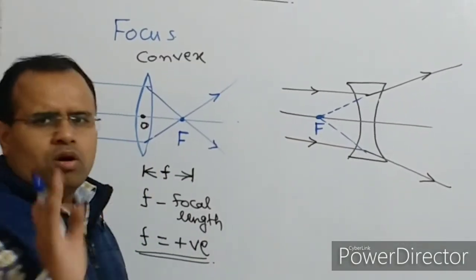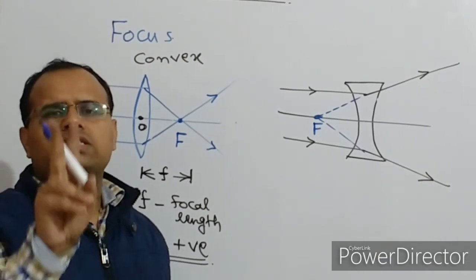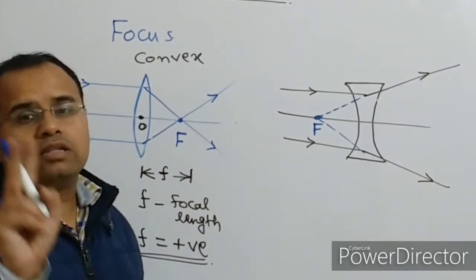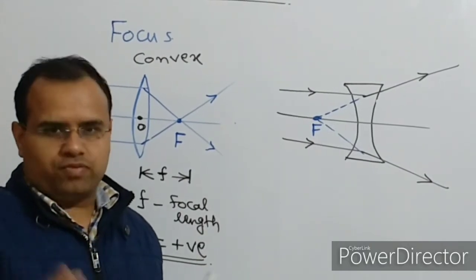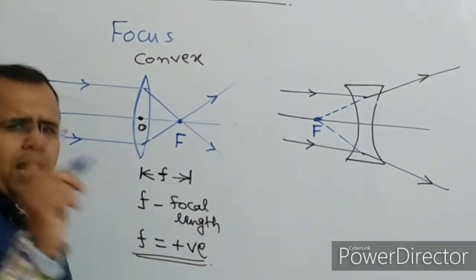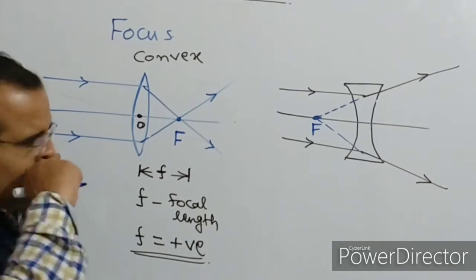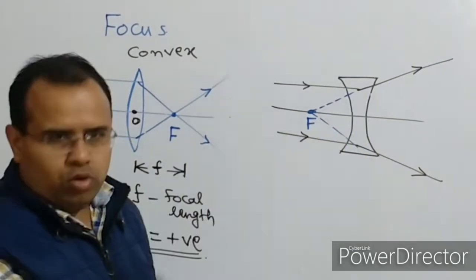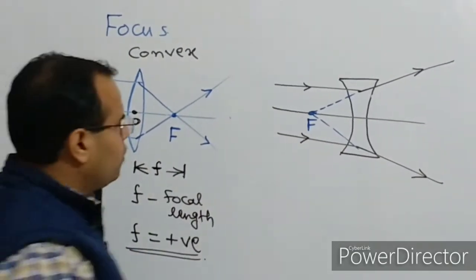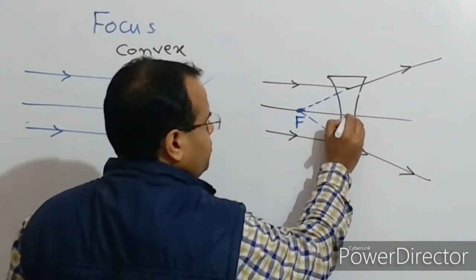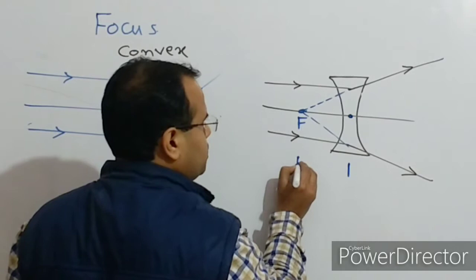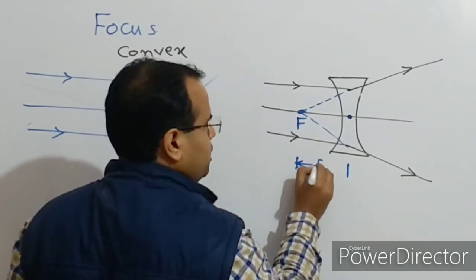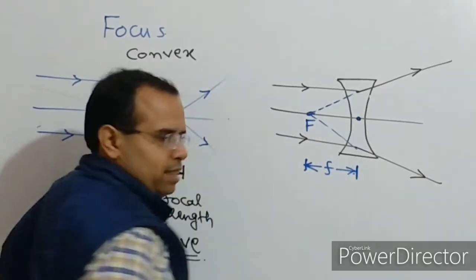Actually, convex and concave lenses possess two focus points, because there are two spherical surfaces. I will come to that point also, but this point is the first focus, and this is the optical center. The distance between the optical center and the focus is said to be the focal length.